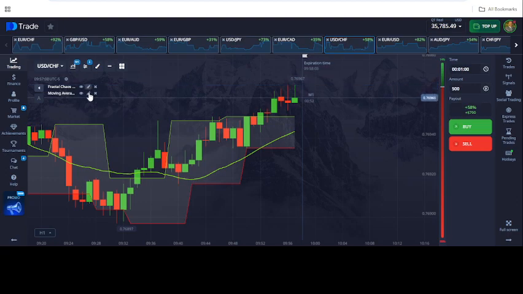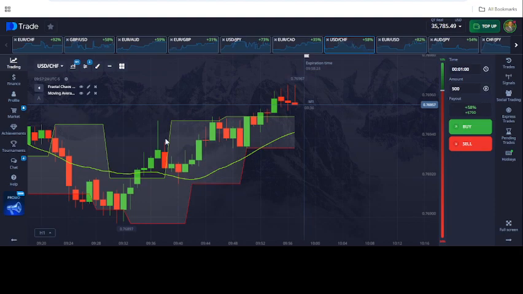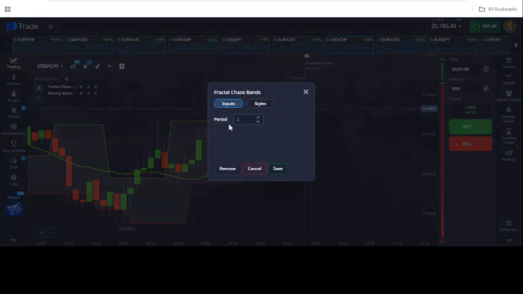And for my moving average, I have the period set to 20, simple moving average SMA, and in the style settings, I've increased the line width to 2 pixels here. In the Fractal Chaos Bands, I wanted to make sure I mentioned that I have the period set to 2, which is the default setting.